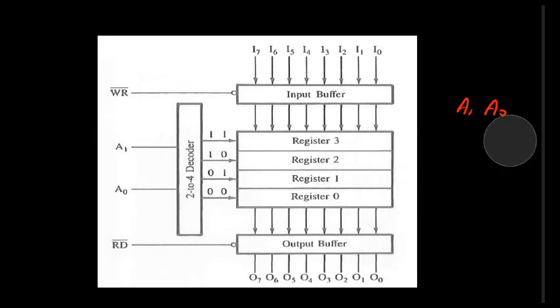Now suppose we want to write some data in register 3. What we will do is first select this particular register by putting 1 1 on the address lines, and then enable this write buffer, and whatever data is at this input gets stored in this particular register.